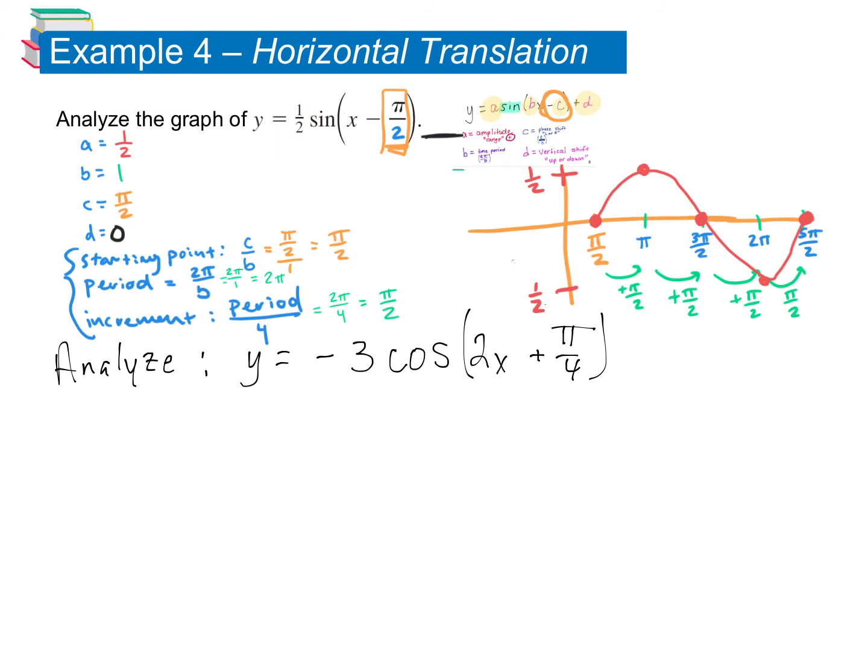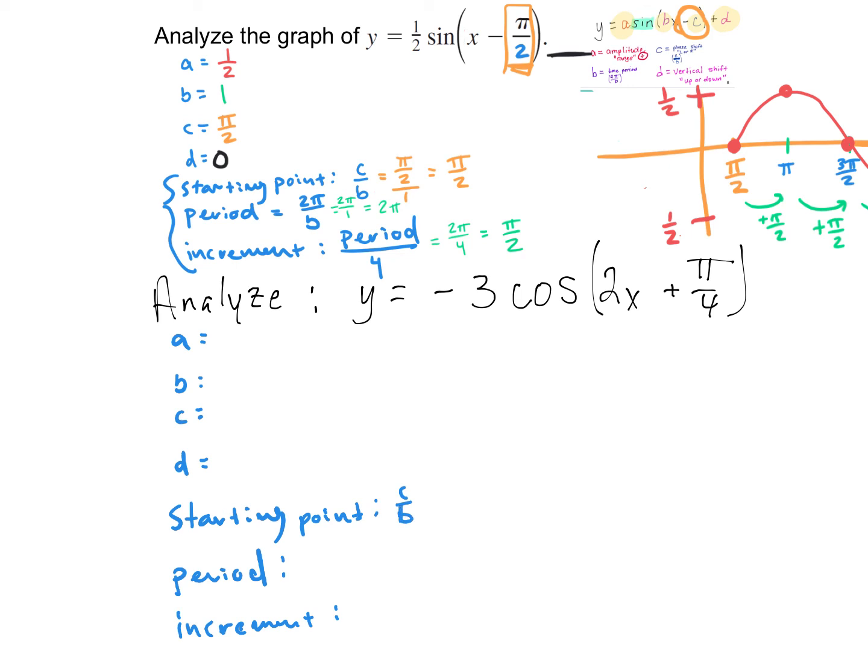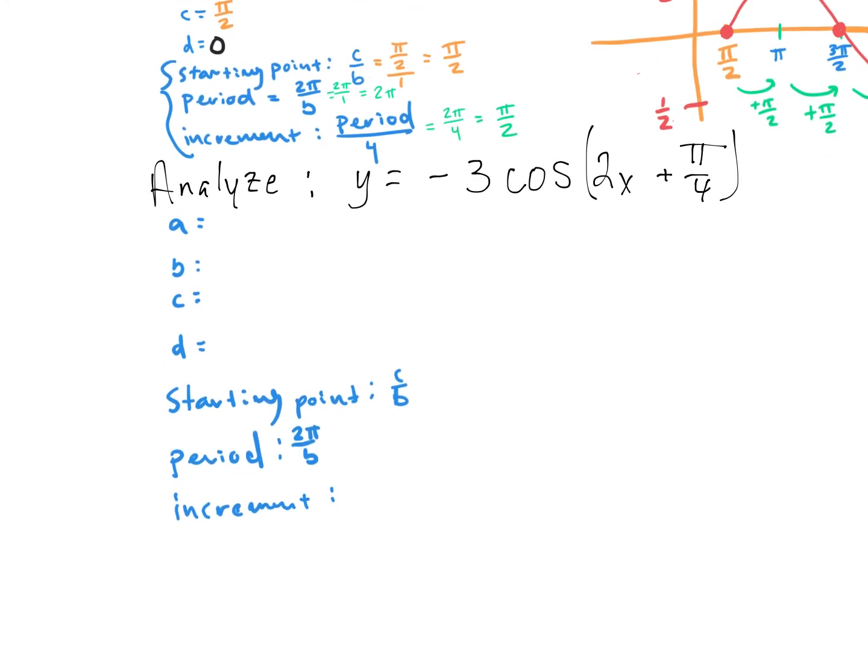How do you get your starting point? Starting point is C over B. So I want to find my A, B, C, D, starting point, period, and increment. Starting point is C over B. Period is 2 pi over B. And increment is period over 4.